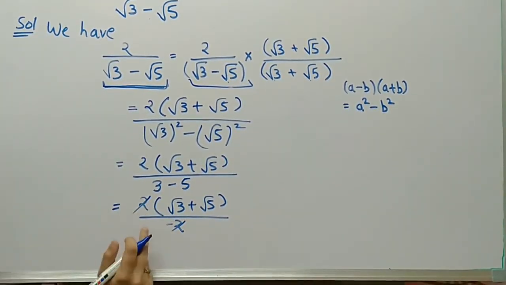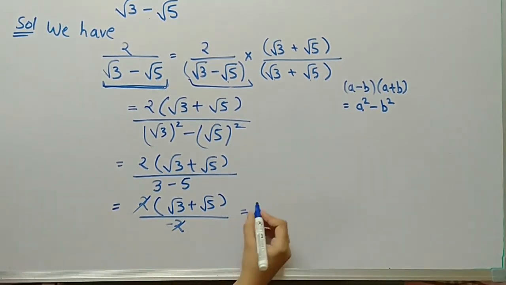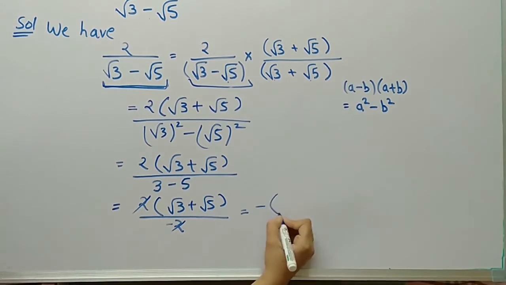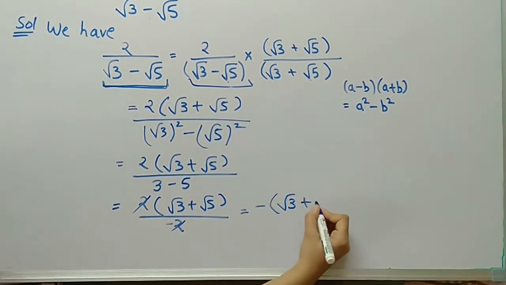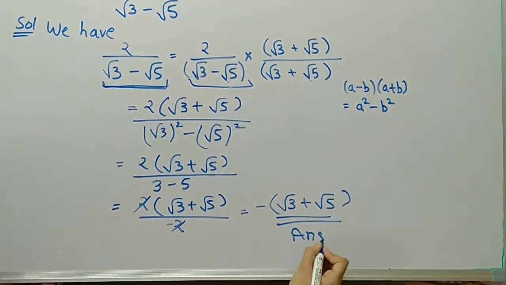So it will be cancelled and this minus sign will shift in the numerator. So it will become minus (root 3 plus root 5). So this is our answer.